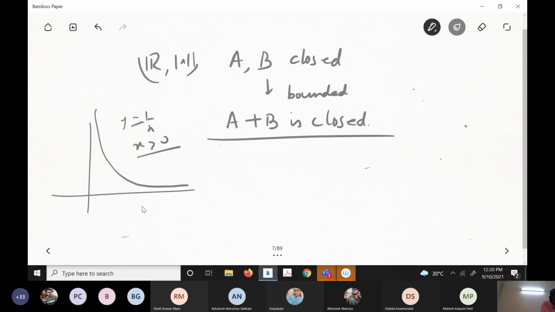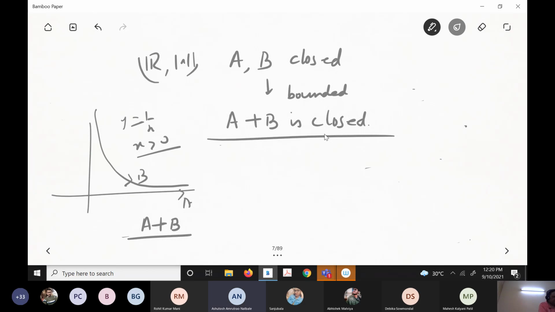You can see geometrically what the sum will be here. This is A, this is B. The reason is that both of them are unbounded, so if one of them is bounded, then the sum will be closed. Think about it. Fine?